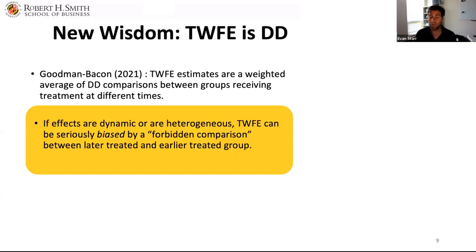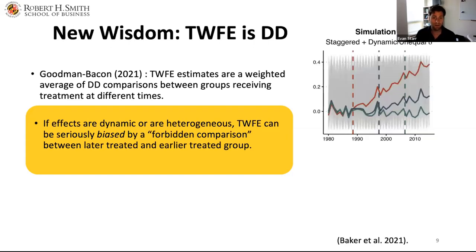And the problem arises as follows. If the effects of the treatment are dynamic, so that they grow or shrink over time, or they're heterogeneous, then the two-way fixed effects estimate can be badly biased. What's happening is that there's an implicit forbidden comparison, which OLS naturally includes, between those who were treated later and those who were treated earlier. If you have dynamic treatment effects, that comparison is going to bias your overall results. If you haven't seen this paper by Baker, I think it displays the intuition of the idea in the best possible way.